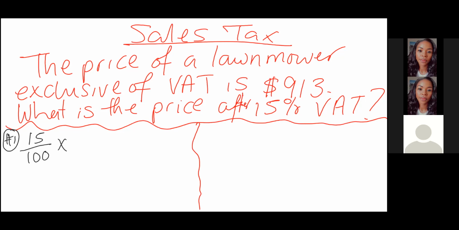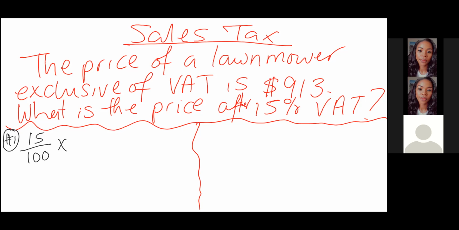So again, pay attention to the question. The price of a lawnmower exclusive. Exclusive means it's not included, right? Excluded. So this comes from excluded. Exclusive of VAT is this amount. So that means we have to add 15% to this.